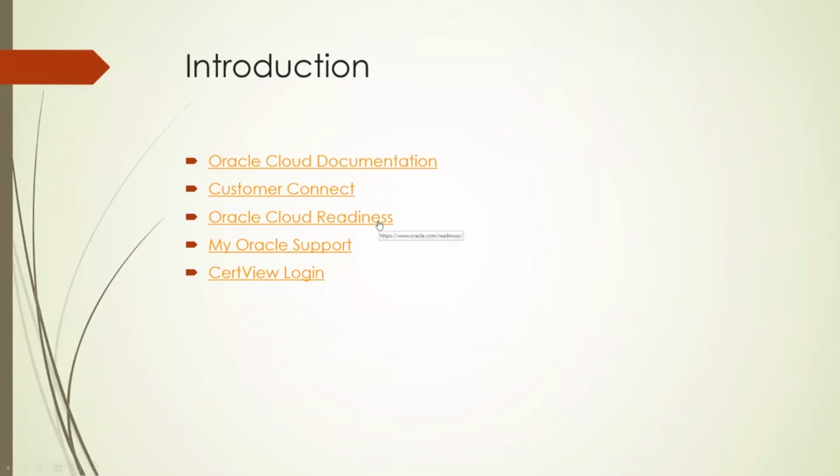Cloud readiness is again documentation that talks about the entire cloud, BPM, and a lot of other technical stuff too. Then you have Oracle support, for when you run into problems, or there is a bug in the system that needs to be resolved, which is over and beyond what you can do. That needs to go to Oracle support.